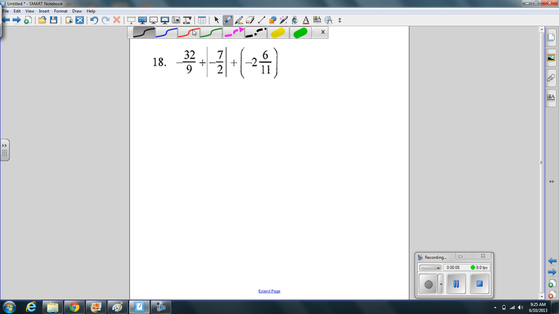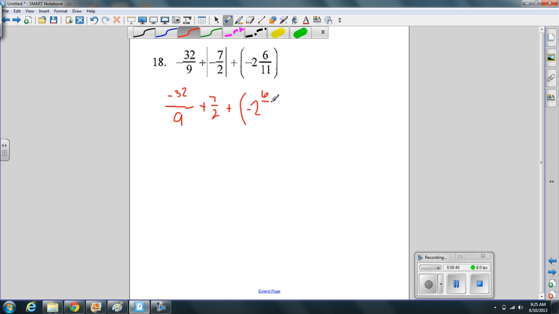The first thing I notice here is that I have absolute value bars. So you need to make sure you evaluate the bars before you begin the problem. So here we are. We have negative 32 over 9 plus 7 over 2, because the absolute value is always a positive result. So positive 7 over 2 plus negative 2 and 6 over 11.